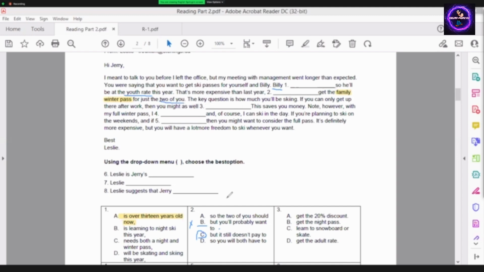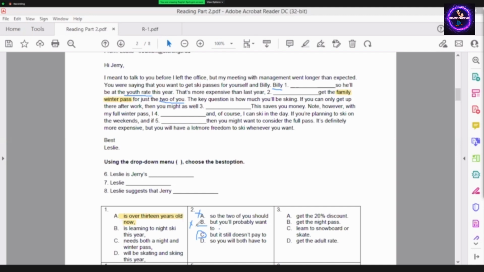So one thing: that's more expensive than last year, get the family winter pass for just the two of you. If I put this line in this blank, how does it sound? It doesn't sound right. So the two of you should get the family winter pass, that also doesn't sound right because of "two of you". Redundancy is there in the sentence. The sentence has to be eliminated. That's more expensive than last year, but you probably want to get the family winter pass for just two of you.